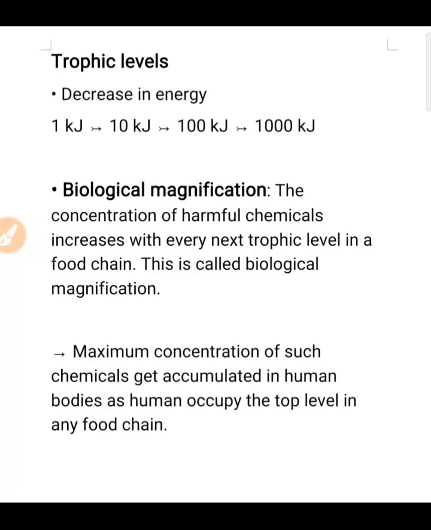Next topic we will study here, that is biological magnification. What is the meaning of biological magnification? The concentration of harmful chemicals increases with every next trophic level in a food chain. This is called biological magnification. Means when harmful chemicals are eaten by, for example, deer, and then deer is eaten by lion, the concentration of harmful substance increases at each trophic level. This is called biological magnification.